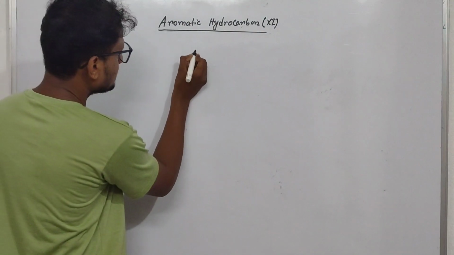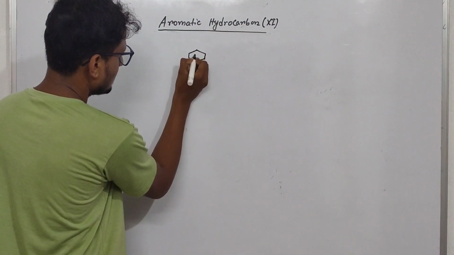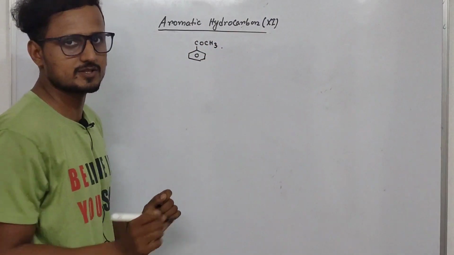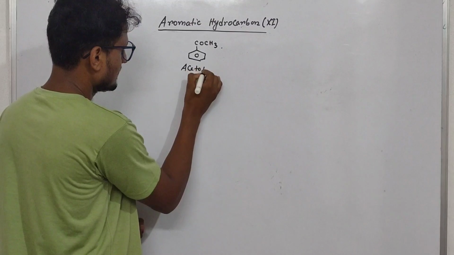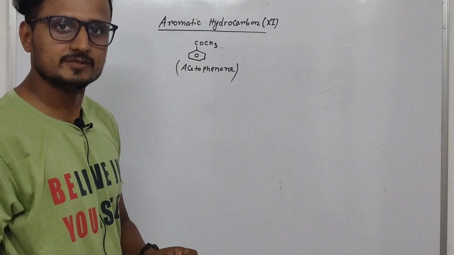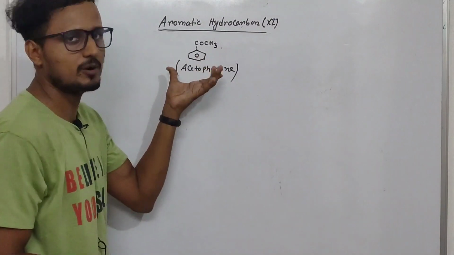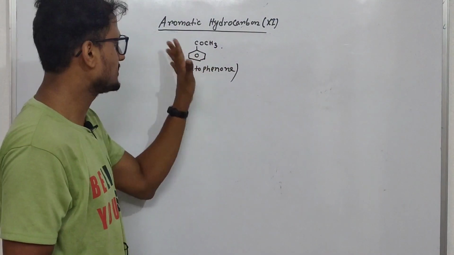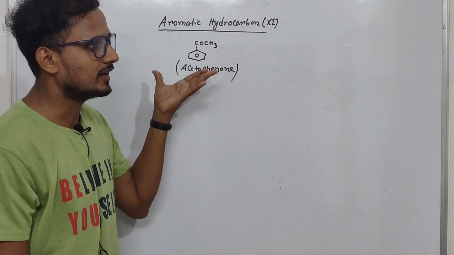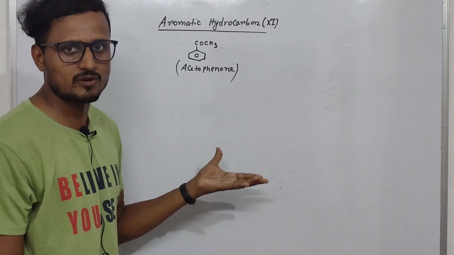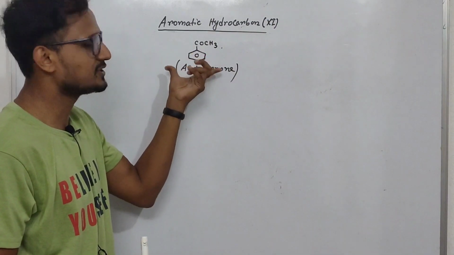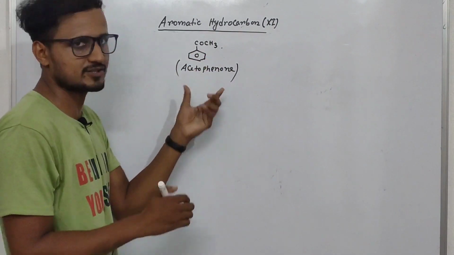Like suppose benzene with a COCH3 group. This compound is called acetophenone. In the previous lecture, I gave so many examples of aromatic compounds. Now I am starting from this compound. This compound is very good, and we will see it during the reaction of acylation, one of the best examples of aromatic compound reactions. We will see the preparation of this compound there. So this is called acetophenone.